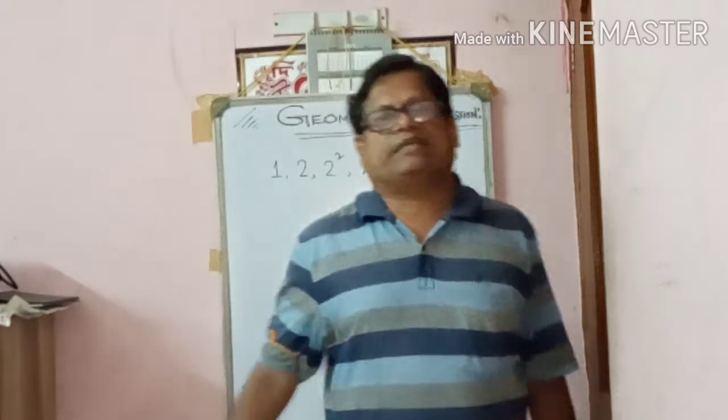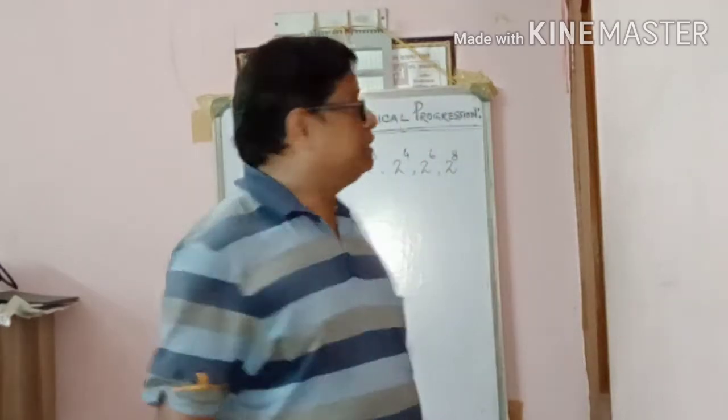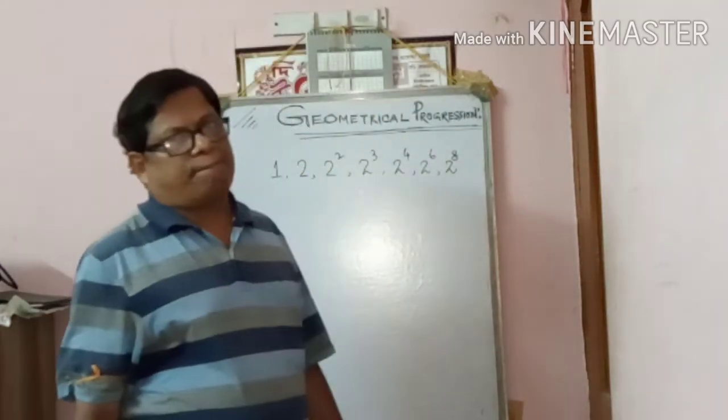As all of you know, continuous proportion. Suppose A, B, C are in continuous proportion. Then we can write A is to B equal to B is to C. Okay? Ratio and proportion all of you know. Here, that is geometrical progression.